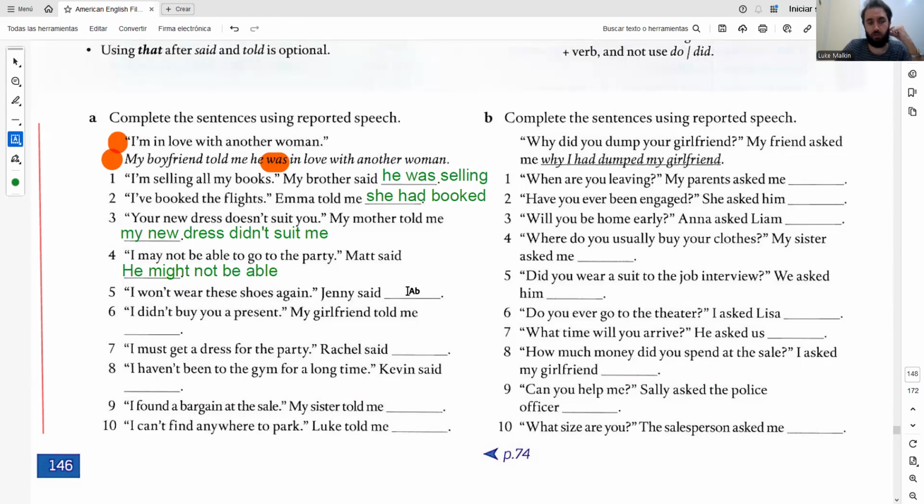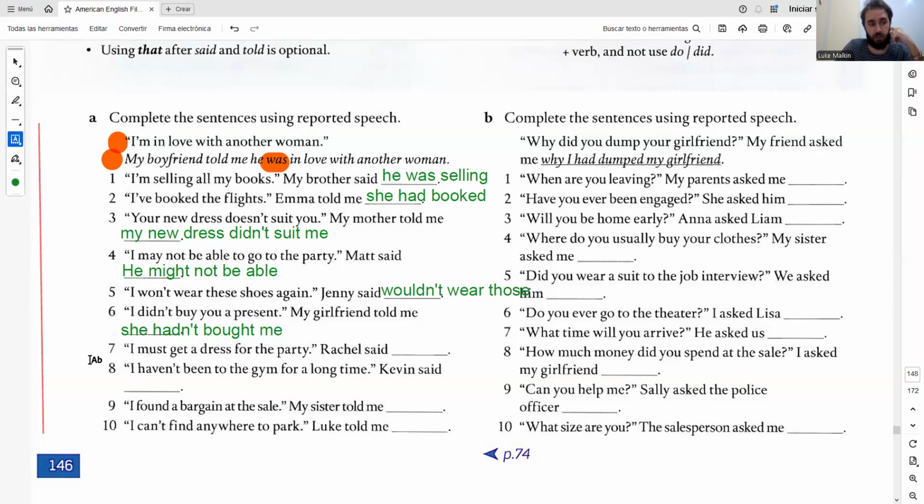I won't wear these shoes again. Jenny said she wouldn't wear those shoes again. For me, it's those shoes. For her, it's these shoes. Number six, I didn't buy you a present. My girlfriend told me she hadn't bought me a present. So past simple, step back to past perfect.